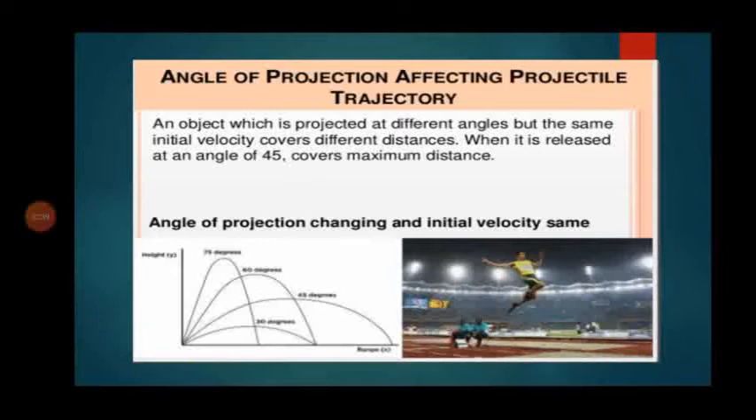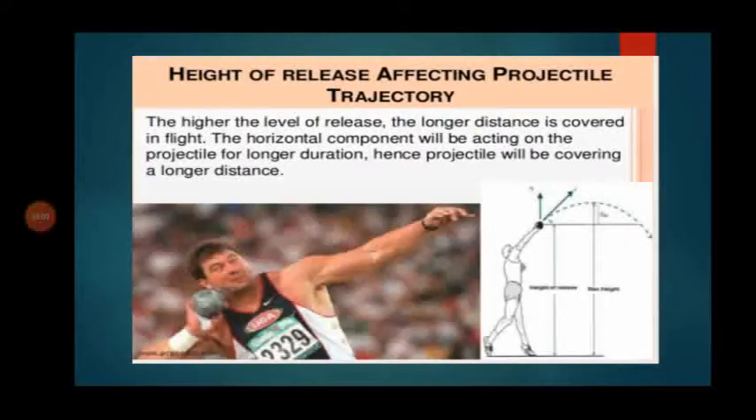Second one, angle of projection affecting projectile trajectory. An object which is projected at different angles but the same initial velocity covers different distances. When it is released at an angle of 45 degrees, it covers maximum distance. The angle of projection will be changing, but the initial velocity will be the same.